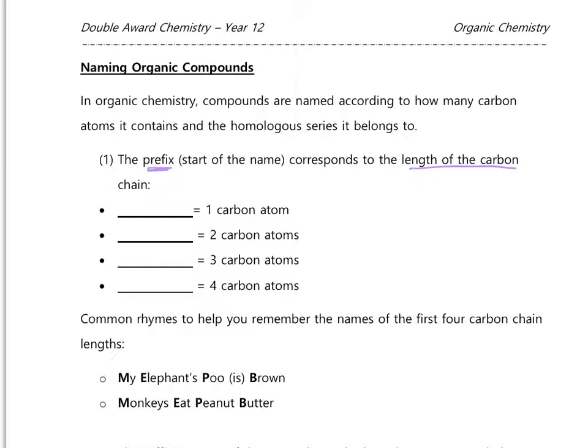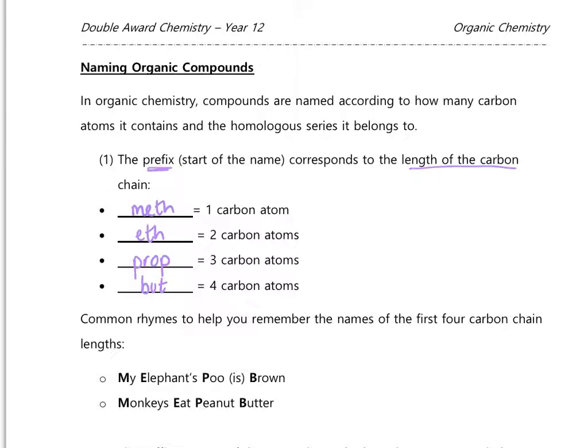And one carbon atom has the prefix meth. Two carbon atoms has the prefix eth. Three carbon atoms has the prefix prop. And four carbon atoms has the prefix but, B-U-T. So those you do need to learn, okay, you need to learn the order of those.